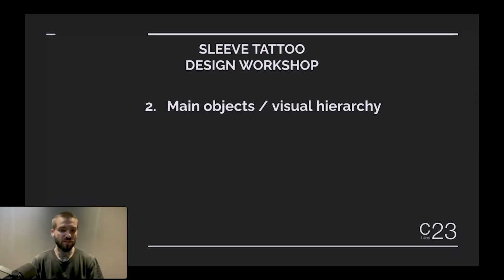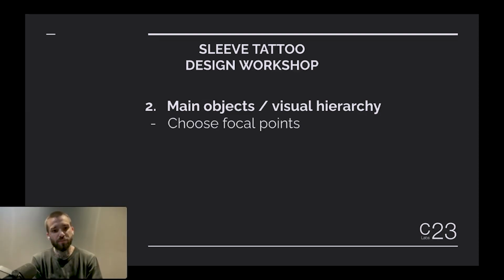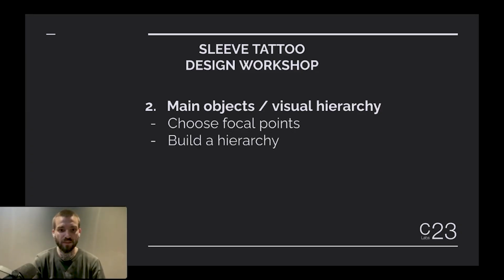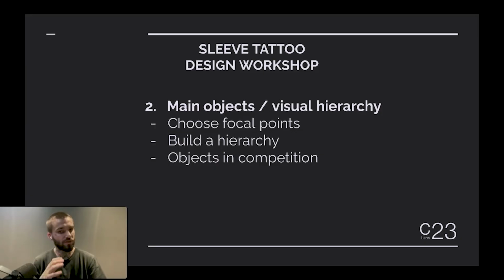Now, main objects and visual hierarchy. Now you're going to see that all of these topics that I'm talking about are really connected to each other. Everything is really just one big picture. And I've tried to break down these things into smaller topics like interaction, storytelling. And now we're going to go into main objects and visual hierarchy. I already talked about it a little bit. It's about focal points and choosing focal points in your composition. And also we will go a little bit into how to build a hierarchy based on sizes and so on. And then we'll talk a bit more about objects in competition that I already mentioned.